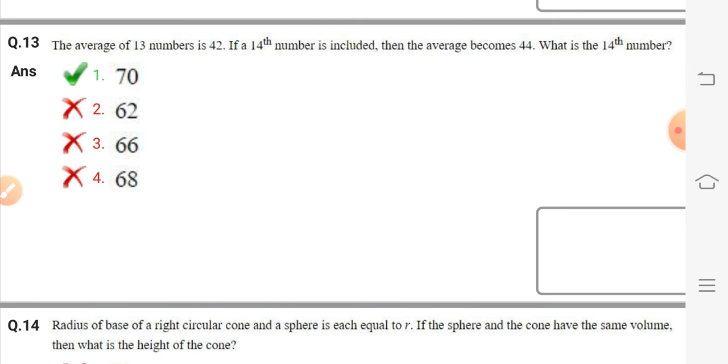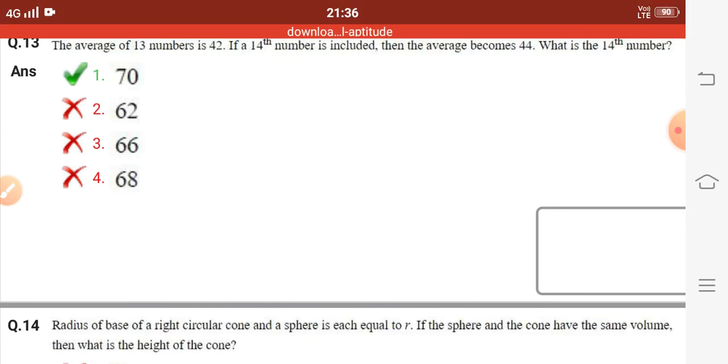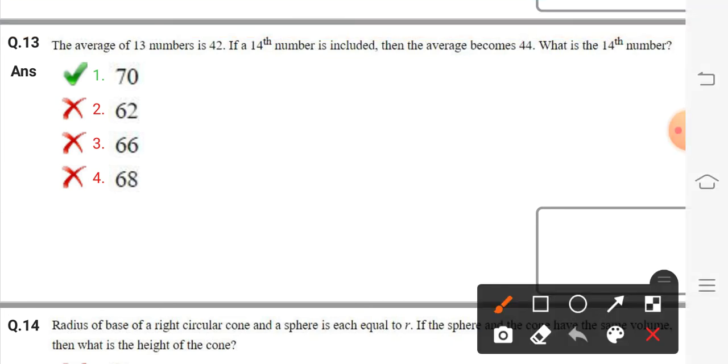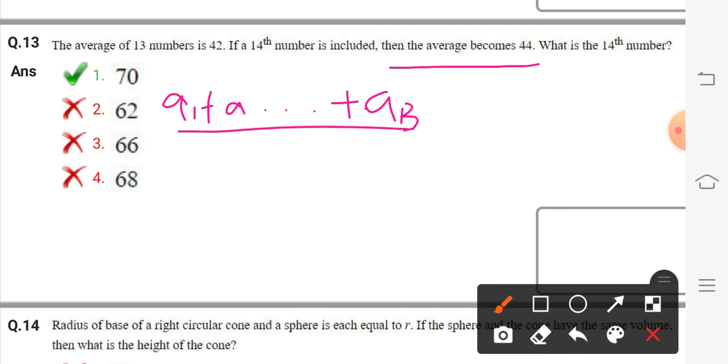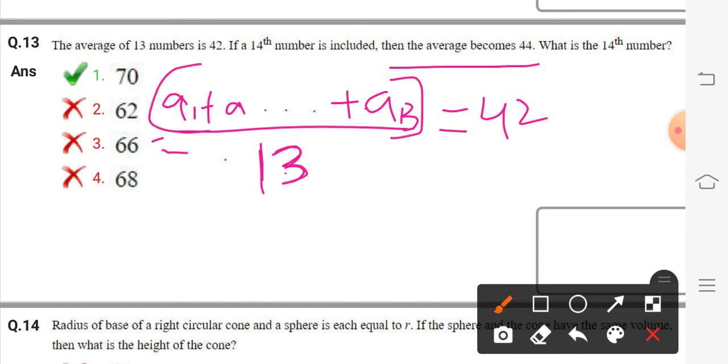The average of 13 numbers is 42. If a 14th number is included, then the average becomes 44. What is the 14th number? The average of 13 numbers, A1, A2, up to A13, divided by 13. The formula for the average is the sum of observations by the number of observations. This value is given as 42. This total sum of 13 observations is equal to 42 into 13.